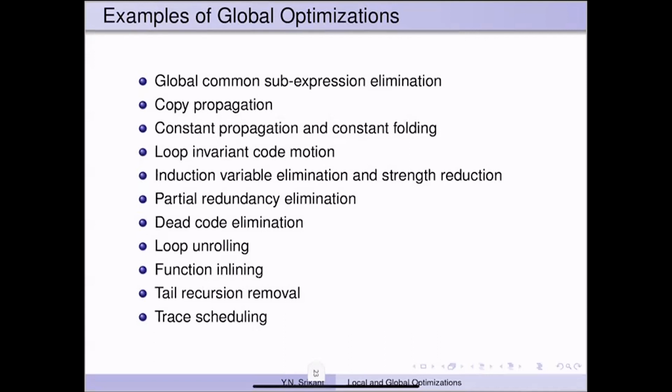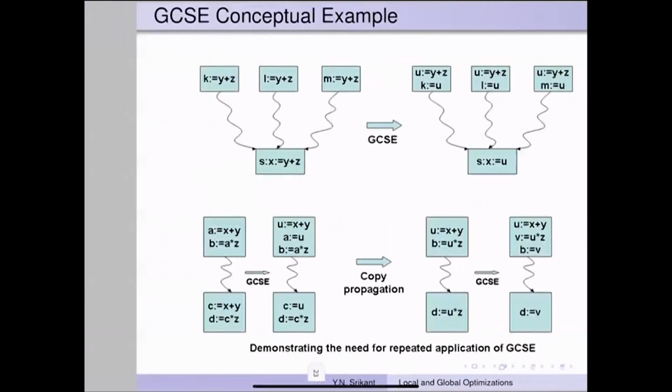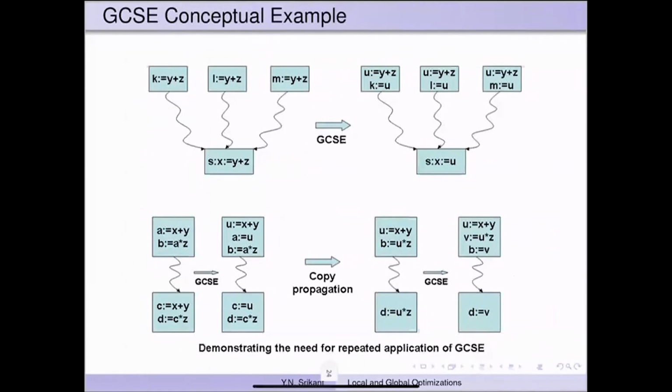There is a huge list. So instead of just reading through this list, let us take each one of them one by one. Global common subexpression elimination. We saw local common subexpression elimination. I gave you examples of i star j being computed twice or thrice in the basic block. So it is possible that something similar happens in the global scenario when you consider the whole control flow graph.